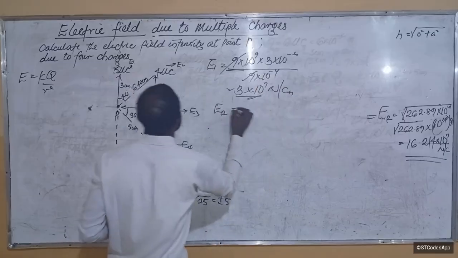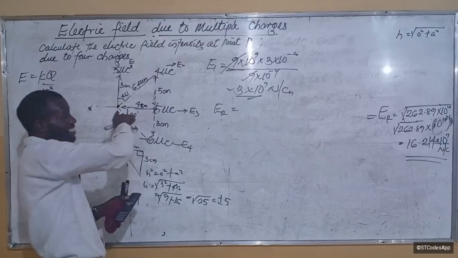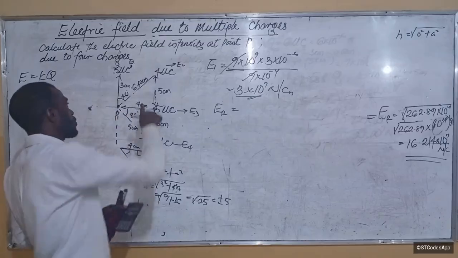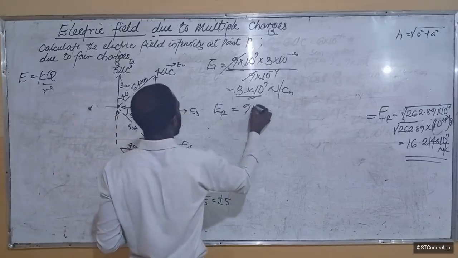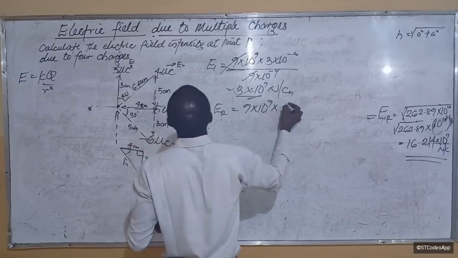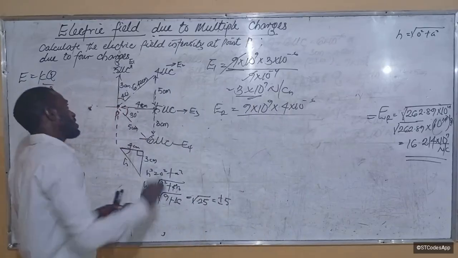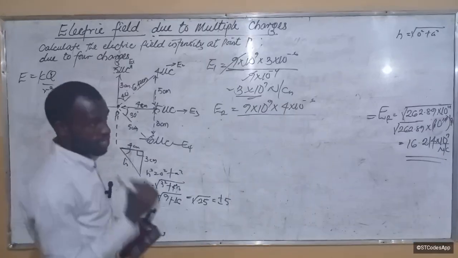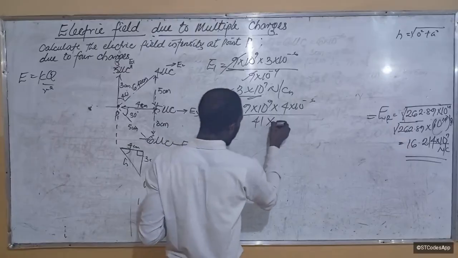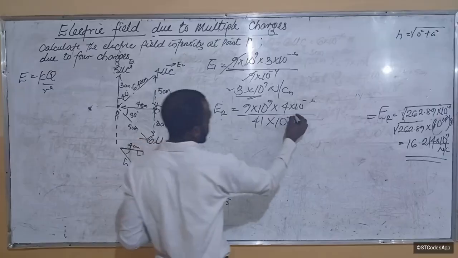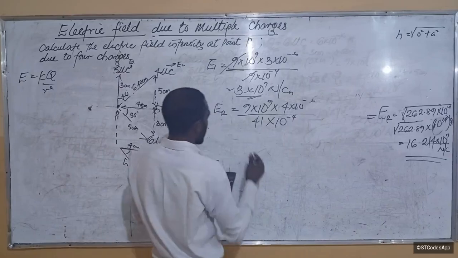Now what will E2 be? E2 is acting along this distance. Does that make sense now? This is the line of separation. So this is the distance you will use. Take note. So E2 becomes 9 times 10 to the power 9, times Q, which is 4 times 10 to the power minus 6, over this guy squared, which will give you 41, if you remember, because you took square root of 41. So 41 times 10 to the power, if you convert, minus 4. Is that clear? Good.